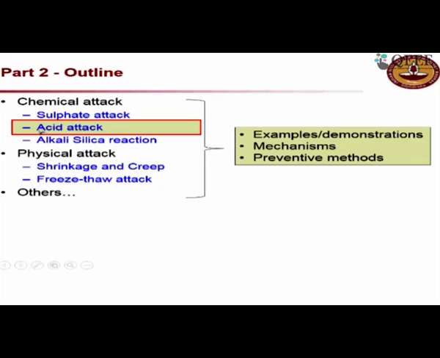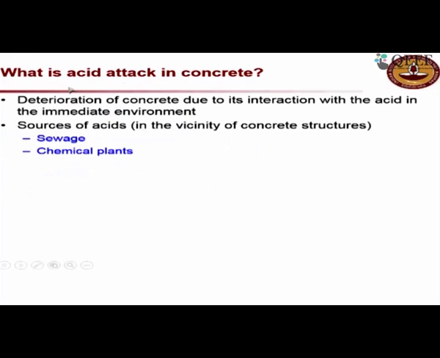Now we'll go to the acid attack, next example. First we will go through the examples of acid attack, and then how acid attack is happening, or the reaction mechanisms, and then some methods or types of cements which we can use to prevent acid attack in concrete. Now, what is the acid attack in concrete? It is the deterioration of concrete due to its interaction with the acid in the immediate environment.